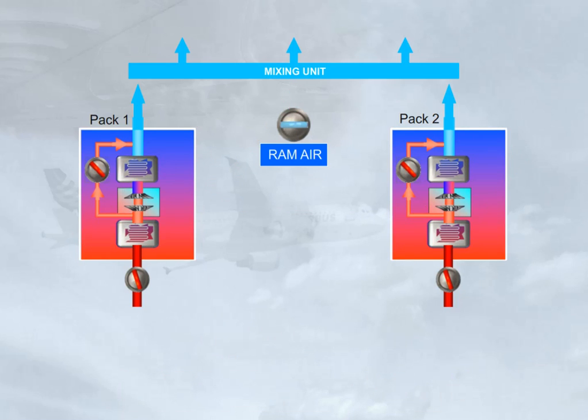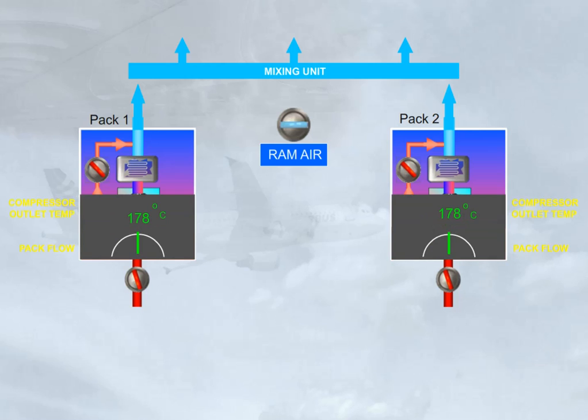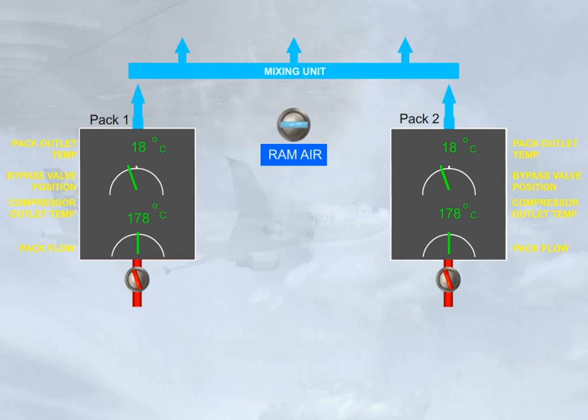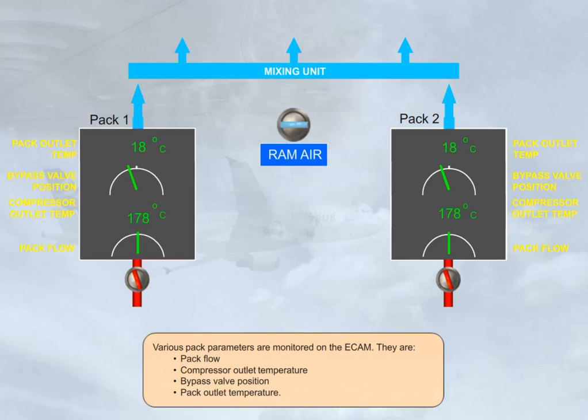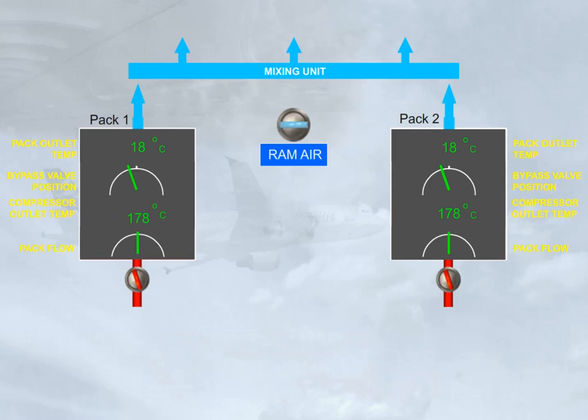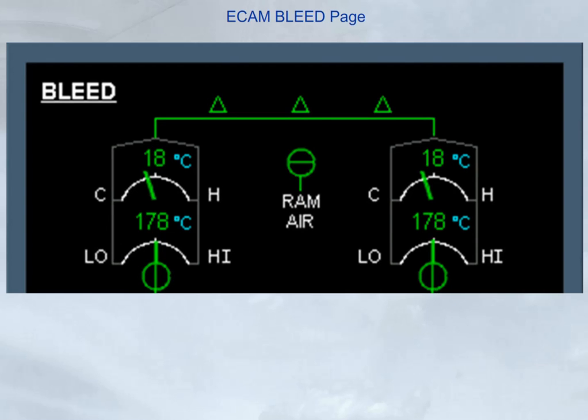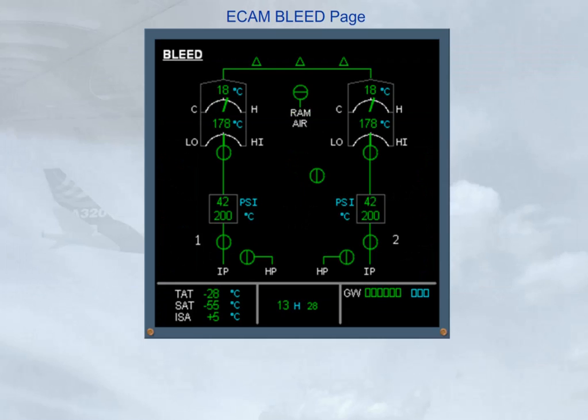Various pack parameters are monitored on the ECAM. They are pack flow, compressor outlet temperature, bypass valve position, pack outlet temperature. These parameters, along with the valve positions, are displayed on the upper part of the ECAM bleed page.